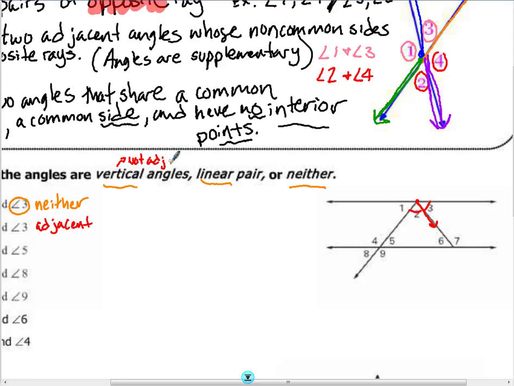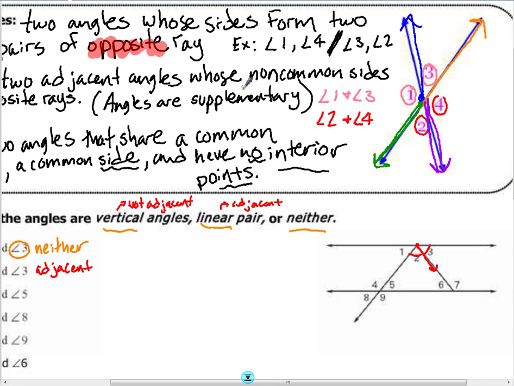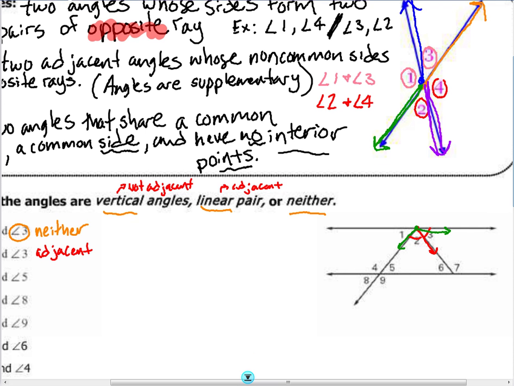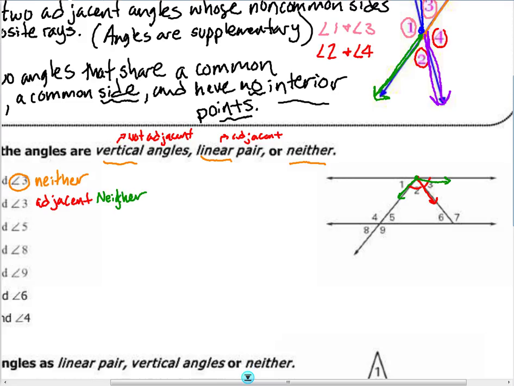However, linear pairs are adjacent, so I need to make sure they don't fit my definition. When I look up above at my definition for linear pair, there are two adjacent angles who share a common side to make opposite rays. Of these rays, there's one shared common side, but do the non-common sides form opposite rays? No, they don't. Since those two sides are not opposite rays, this would be another example of neither. Alright, scrolling down here, let's look at our next example, 4 and 5.